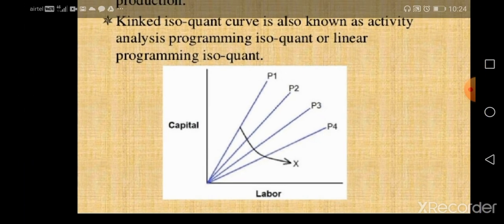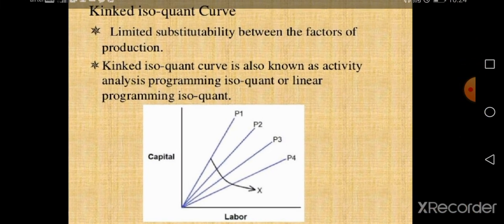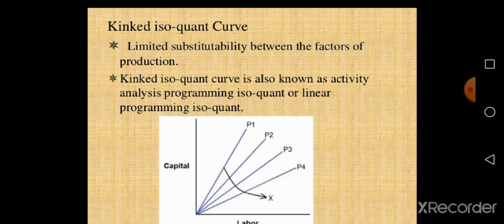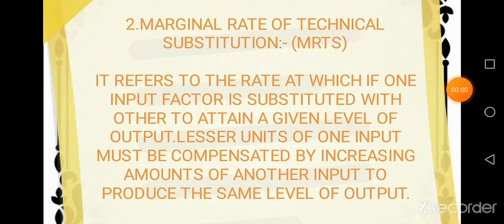So these are the different types of isoquant curves: convex isoquant curve, linear isoquant curve, right angle isoquant curve, and last one kinked. Now it is clear that isoquant means producing an equal quantity with any combination of inputs. The isoquant curve is convex to the origin and slopes downwards, and there are different types of isoquant curves like linear and kinked.